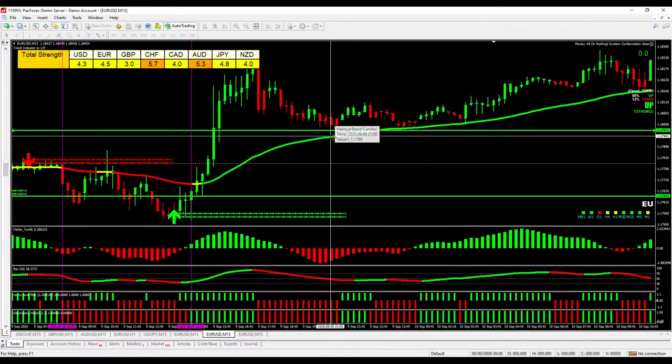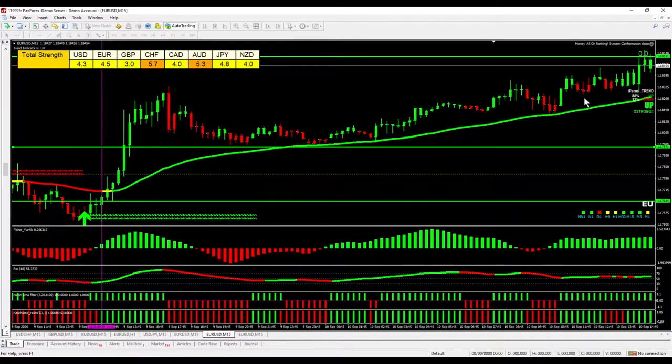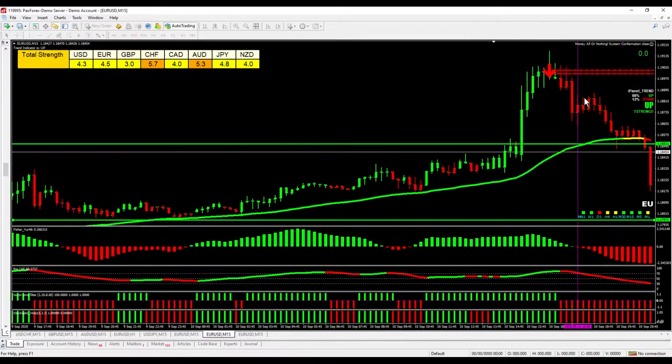I would wait and say, okay, as long as we don't cross this 50 moving average right here, which we crossed to here, but we didn't close below. As long as we don't close below the 50 moving average, I'll stay in the trade. Stay in the trade, stay in the trade. Then it worked out. Boom, went to target.